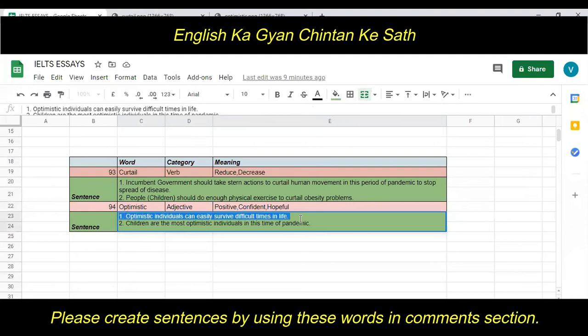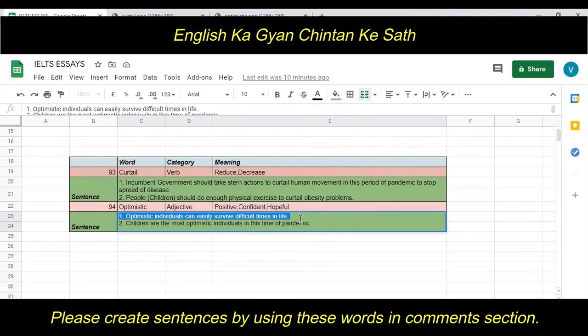So let's try to discuss the first sentence. Optimistic individuals can easily survive difficult times in life. Or if I read the same sentence in another way, then hopeful individuals means the individuals who are quite hopeful. They will not face the problems of depression. They will not face the problems of mental ailments because they are quite hopeful. They are quite positive in nature. They are quite confident in their nature. And just because of that reason, they can easily survive the difficult times without any problem.